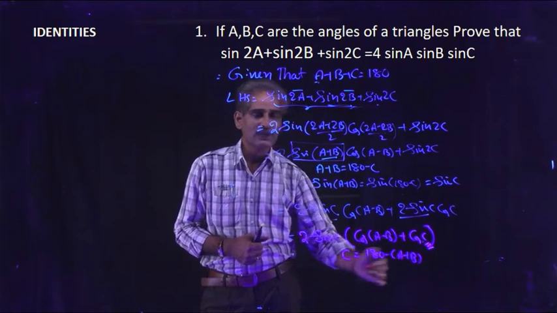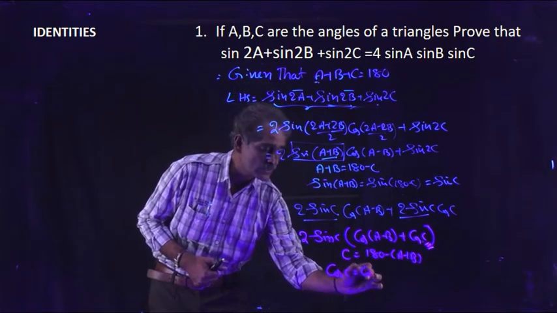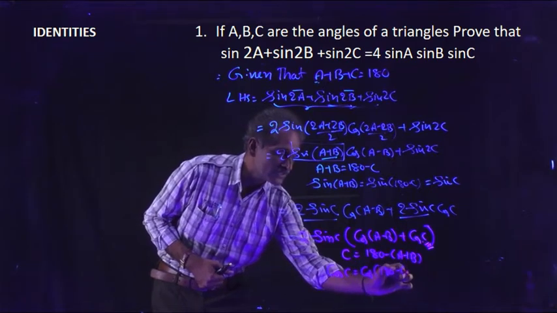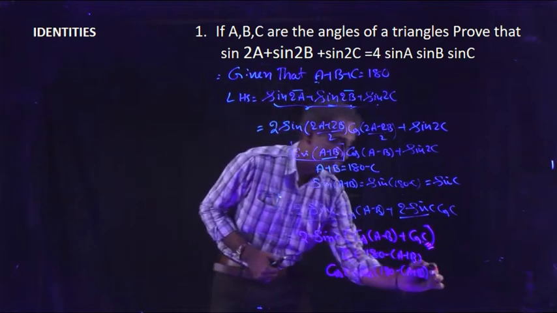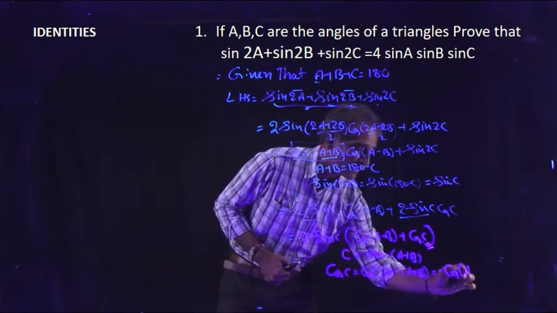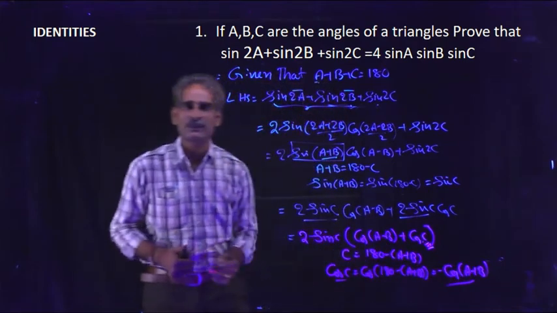Cos C, just apply cos on both sides. Cos C is equal to cos of 180 minus (A plus B), that is equal to minus cos (A plus B). Just simply replace cos C by minus of cos (A plus B).